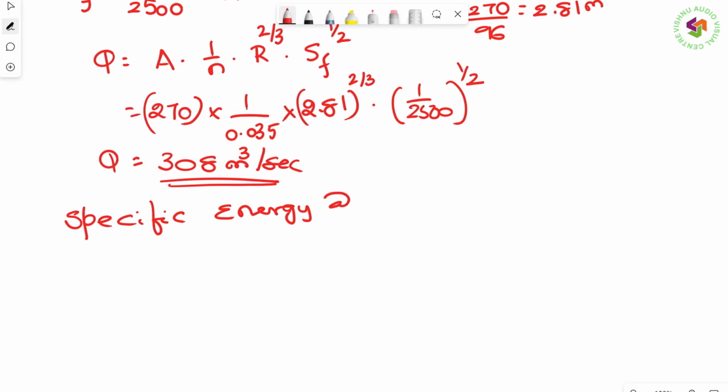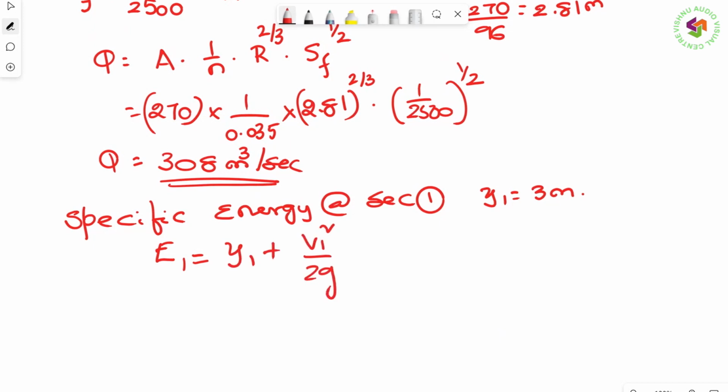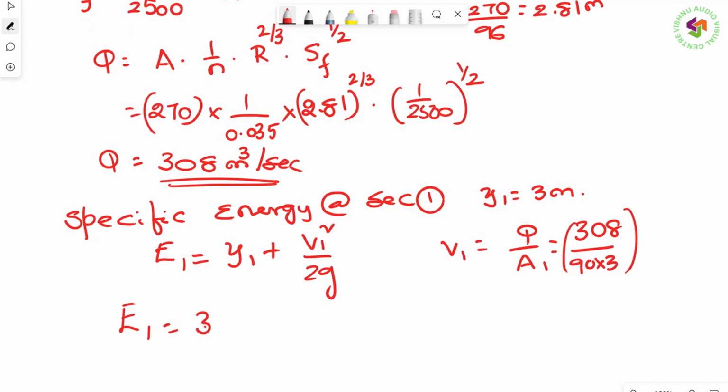Specific energy at section 1. What is specific energy at section 1? Y1 is equal to 3 meters. So E1 is equal to Y1 plus V1 squared by 2G. What is V1? V1 is equal to Q by A1. Q is equal to 308, and A is 90 into D. This is V1.